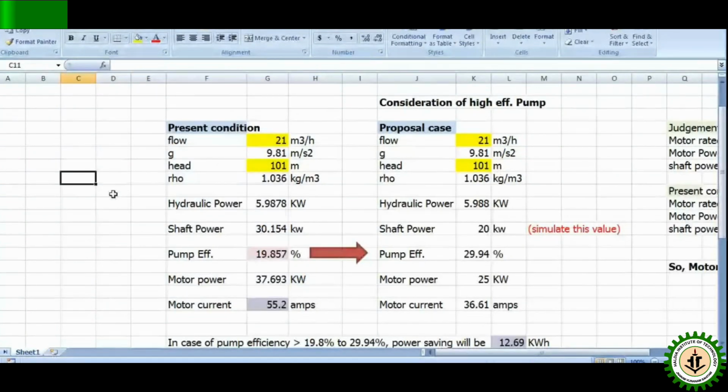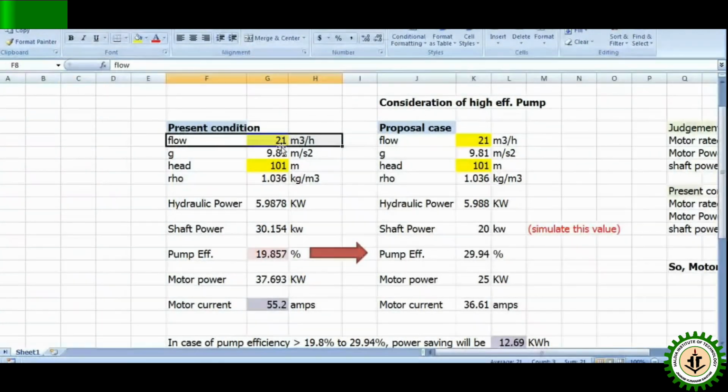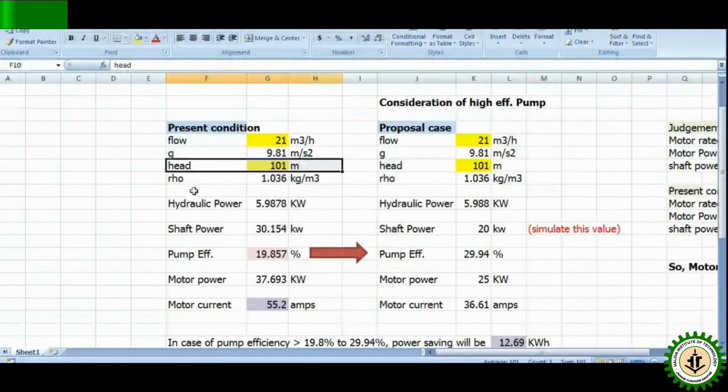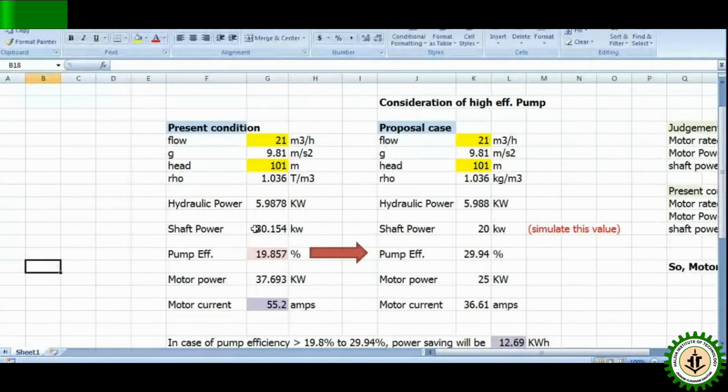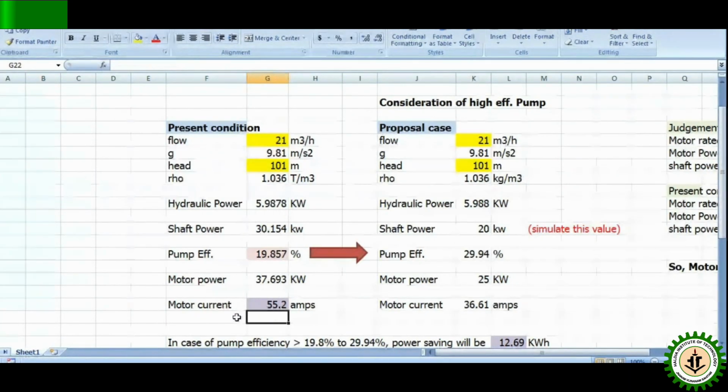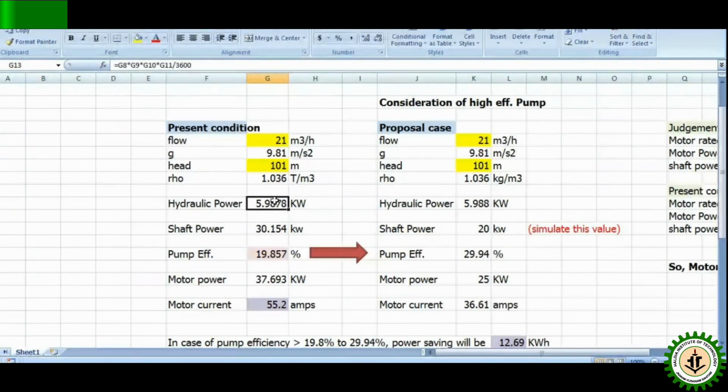Suppose one pump has a flow of 21 meter cube, gravitational acceleration 9.8 meter per second square, head is 101 meter, density is 1.03 kg per meter cube. This is not kg per meter cube, this would be ton per meter cube. The unit is wrong here. So you have to calculate the hydraulic power, the shaft power, the pump efficiency, all these things. The formula for hydraulic power calculation is rho Q g h by 3600.